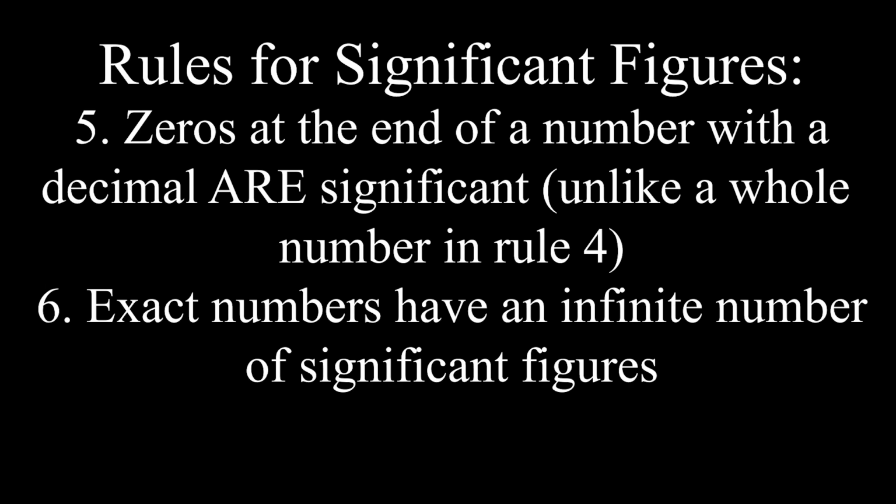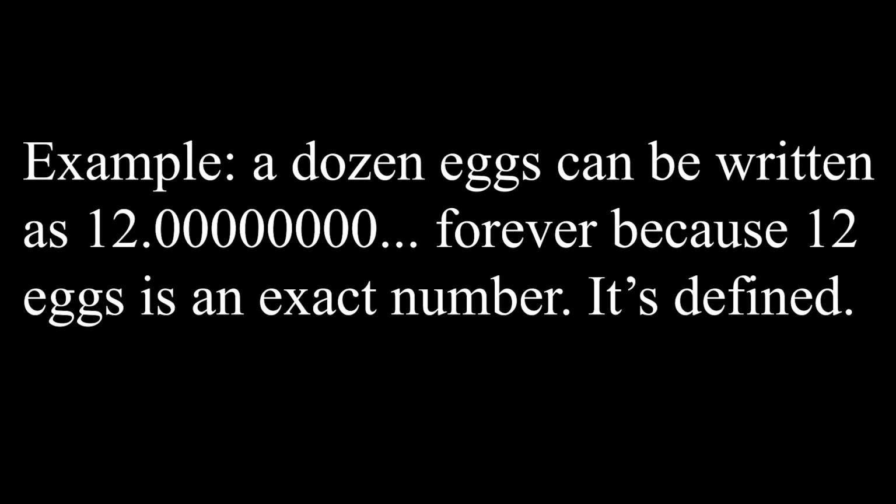6. Exact numbers have an infinite number of significant figures. For example, a dozen eggs can be written as 12.00000000 eggs forever because 12 is the exact number of eggs in a dozen. There's an infinite number of zeros after the decimal point because 12 is an exact number.